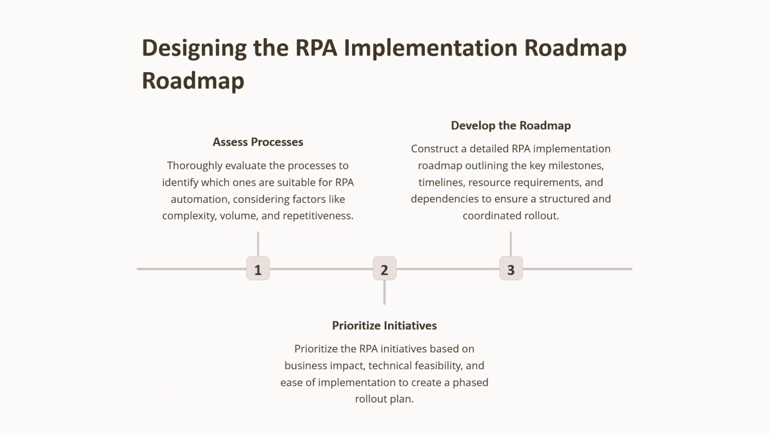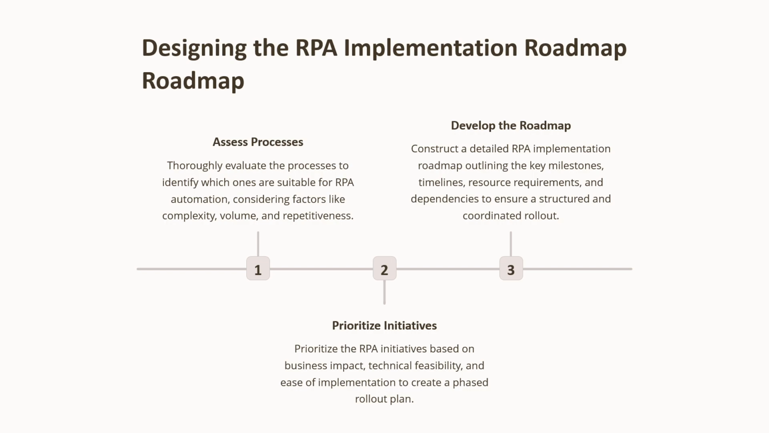Designing the RPA implementation roadmap. Assess what the roadmap implementation for RPA is. First, assess process. Thoroughly evaluate the process to identify which ones are suitable for RPA automation, considering factors like complexity, volume, and repetitiveness. Second, prioritize initiatives.